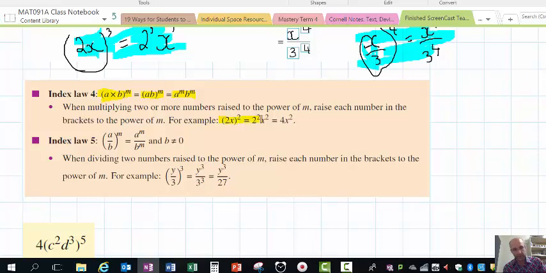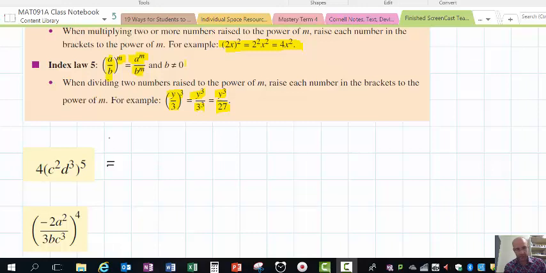And there's an example. So 2x all squared is 2 squared times x squared, and 2 squared is 4, so it's 4x squared. Remember, we always try and simplify. Index law 5: a over b, or a divided by b, to the m, is a to the m divided by b to the m. b cannot equal 0 because you can't divide by 0. An example here, y over 3 to the power 3 cubed is y cubed over 3 cubed, which is y cubed over 27.